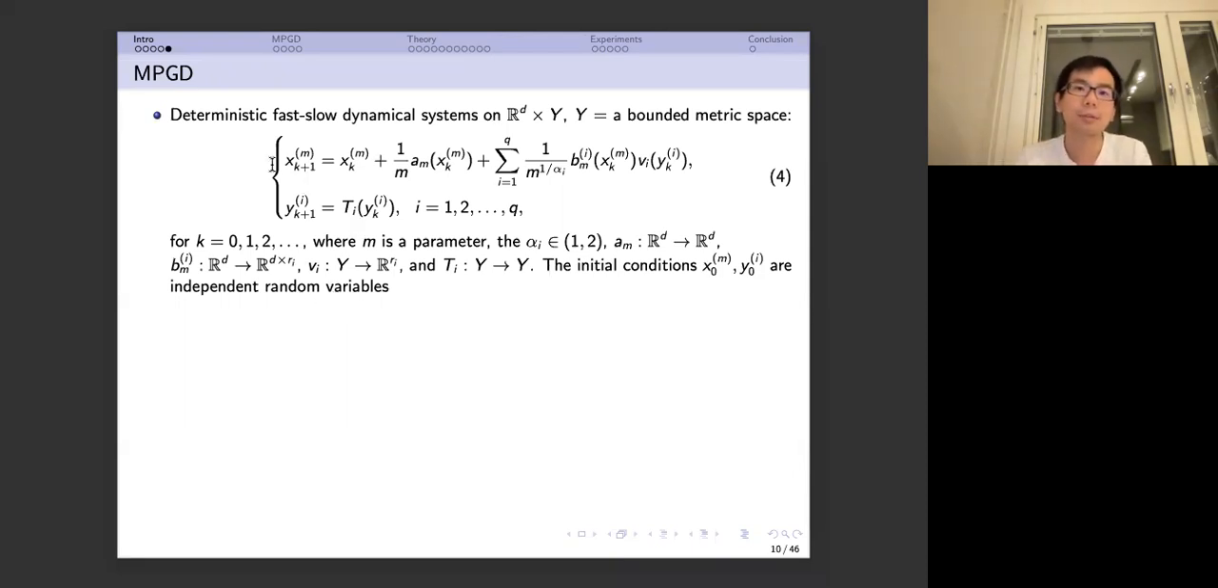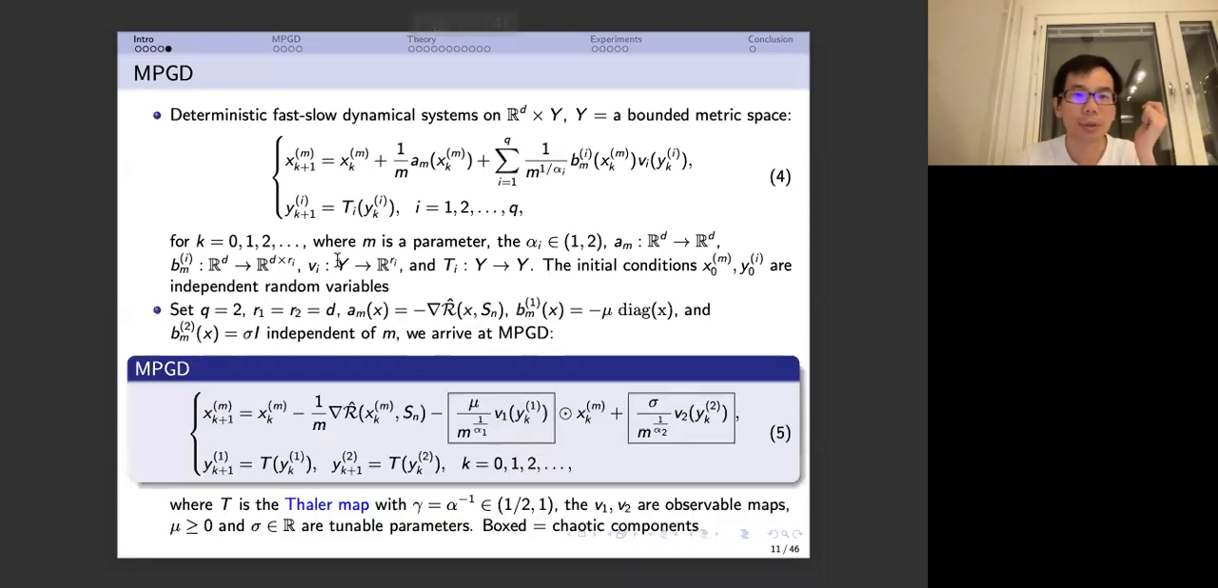So for now, in full generality, let's consider the following deterministic fast-slow dynamical systems. Here you see that this is a way more general system than GD, but later we are going to connect this to GD and MPGD. This is a coupled system of differential equations where X depends on the parameter that you want to optimize. And then there's also Y, another system, which is generated by some map T_i here.